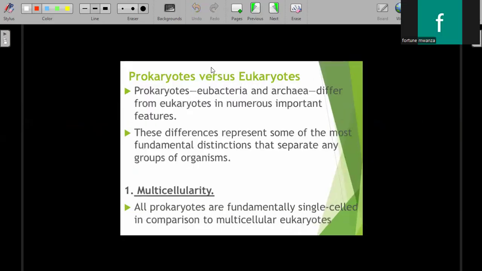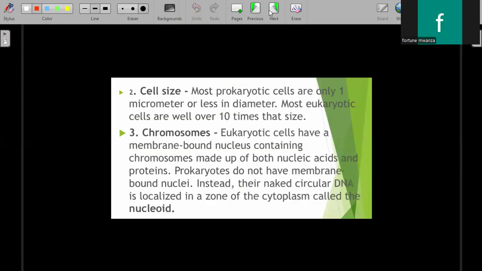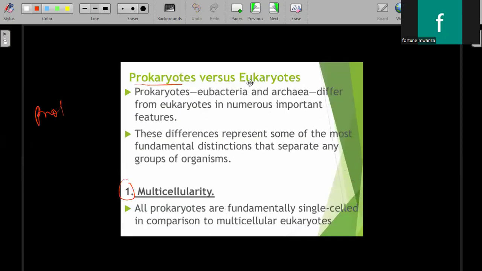Okay, so we need to differentiate eukaryotic cells and prokaryotic cells. The first thing we can use is what we call multicellularity. Which one has a single cell and which one has a lot of cells, more than one cell? So for prokaryotes, like we've mentioned, these are going to be composed of one cell. Eukaryotes are going to be composed of more than one cell. These are going to be multicellular. So prokaryotes are going to be unicellular.